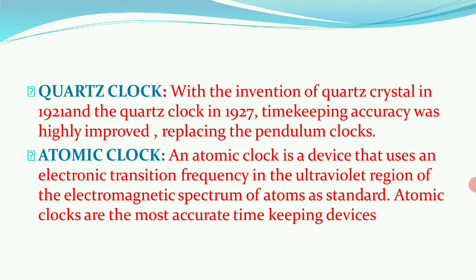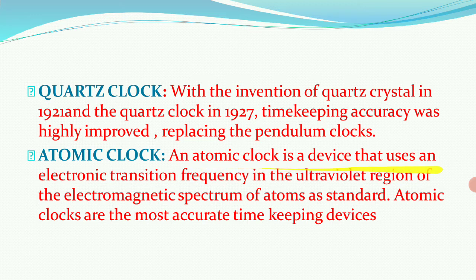Quartz clock. With the invention of the quartz crystal in 1921, quartz clocks were discovered in 1927. So timekeeping accuracy was highly improved. They replaced the pendulum clocks. The next is the atomic clock. The atomic clock gives the most accurate time.